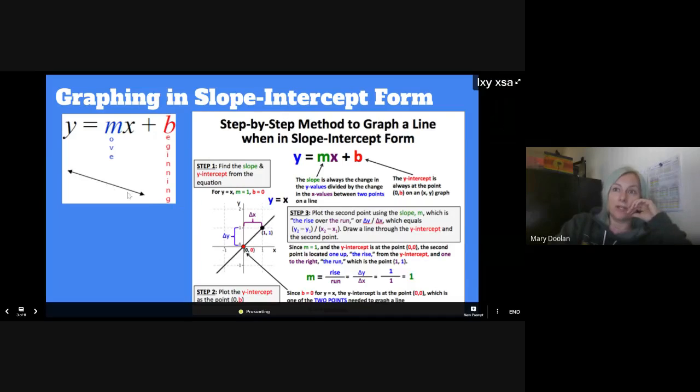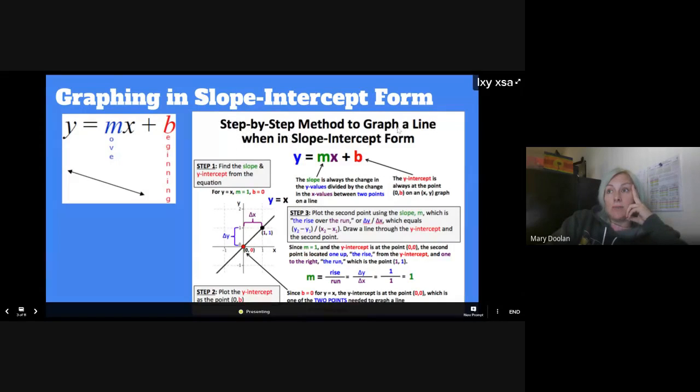It could be going downhill like this. It could be going uphill like this one. It could be flat. It could be vertical. All of those would be functions except for the vertical line. All right, a function cannot be a vertical line. That would fail the vertical line test.